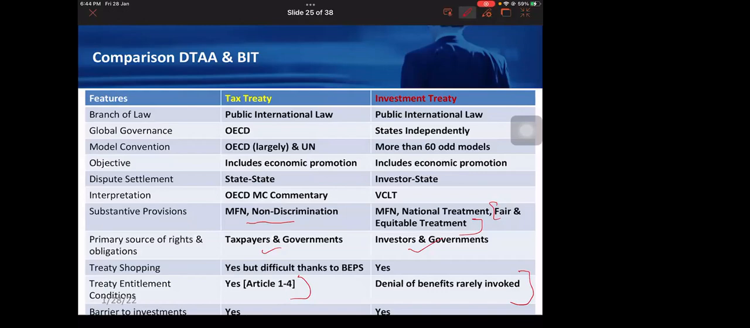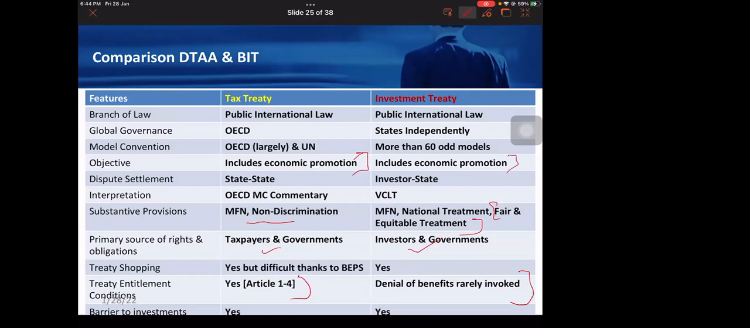Unlike tax treaty, where we look at before applying whether it's the treaty entitlement. And are they both barriers to investment? That is tax investment. Yes, they are barriers to investment. So therefore, you need clarity on that. And both tax treaty, a primary purpose is to relieve double taxation, double non-taxation, but also including economic promotion. Investment treaty, protection of investment, but also promoting investments.